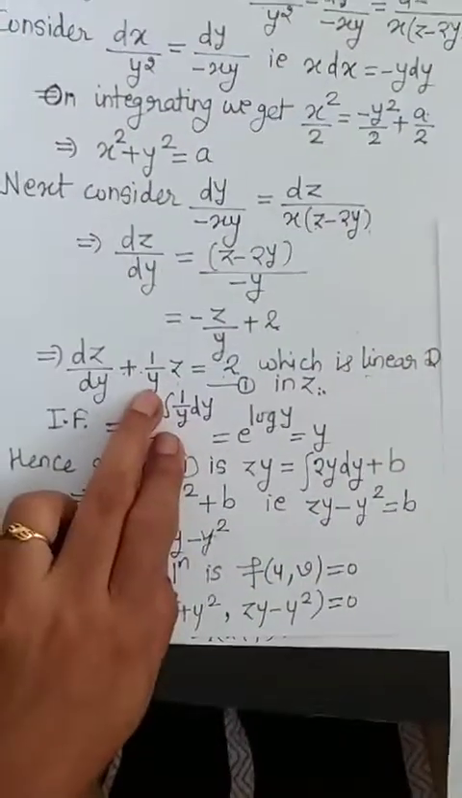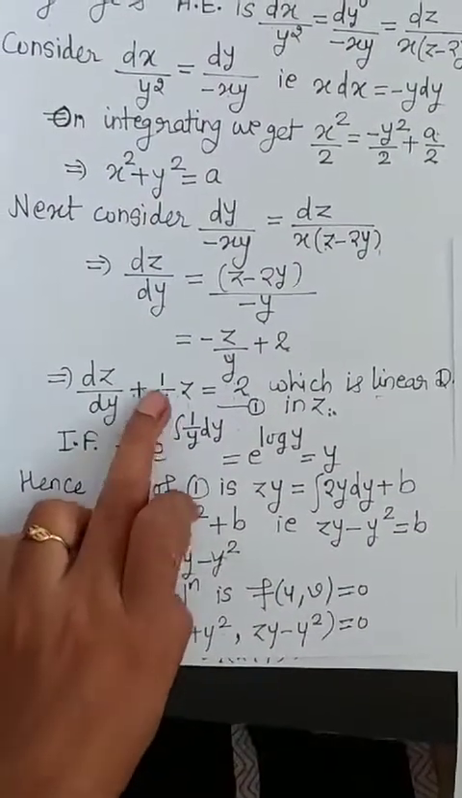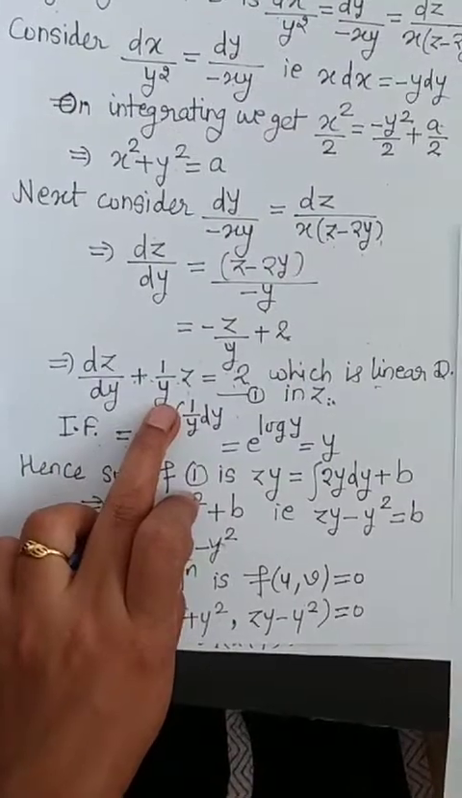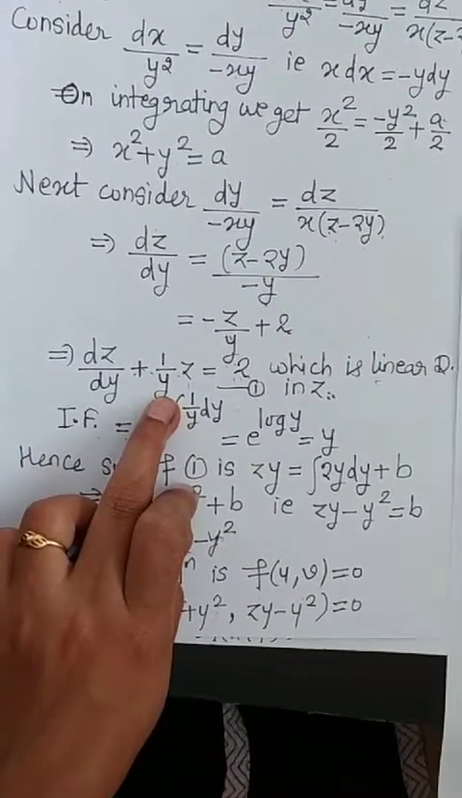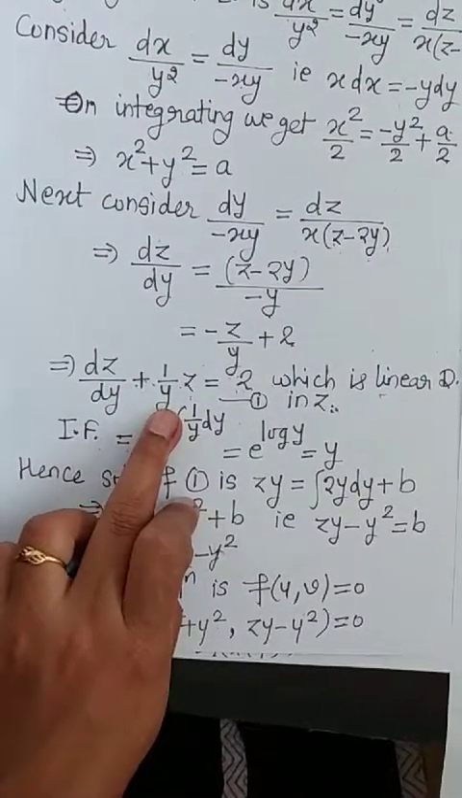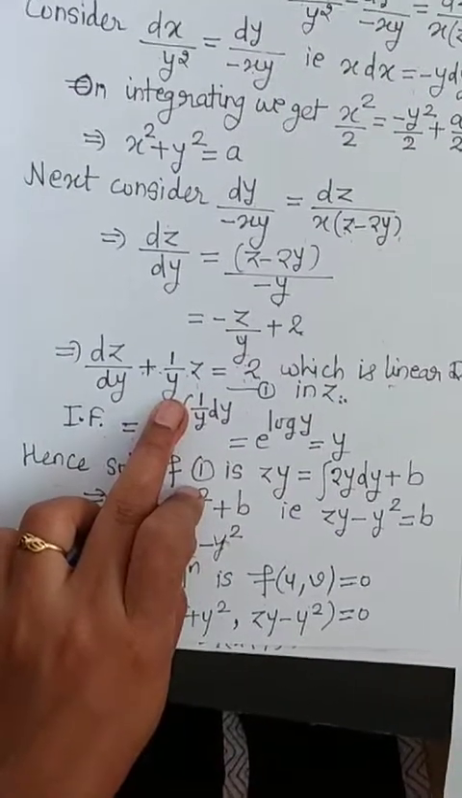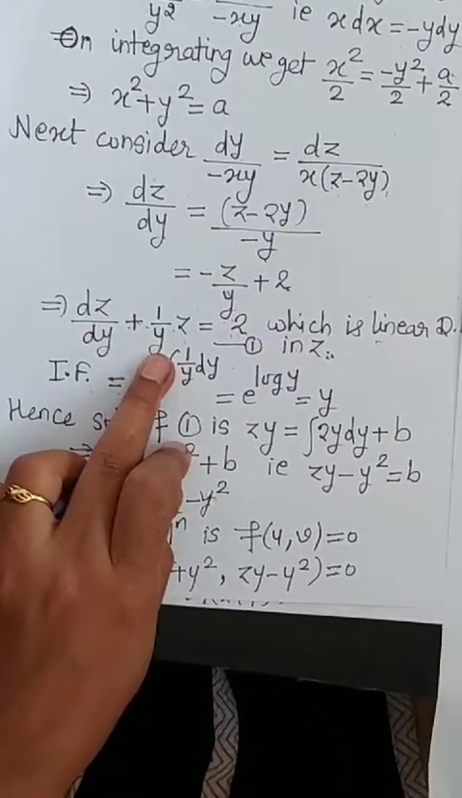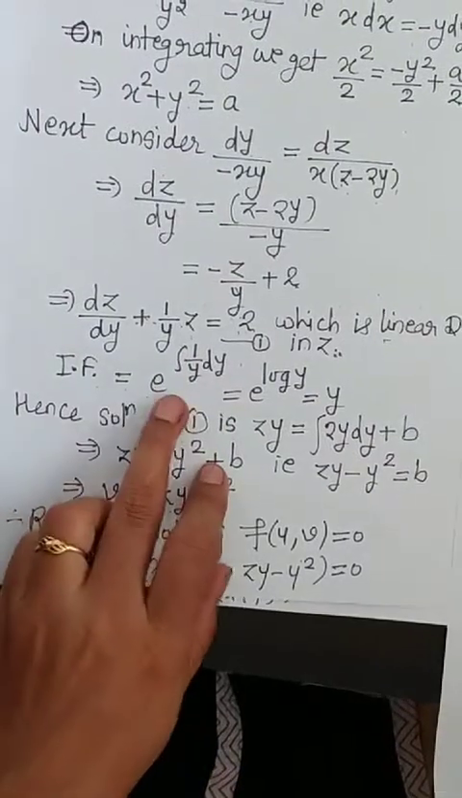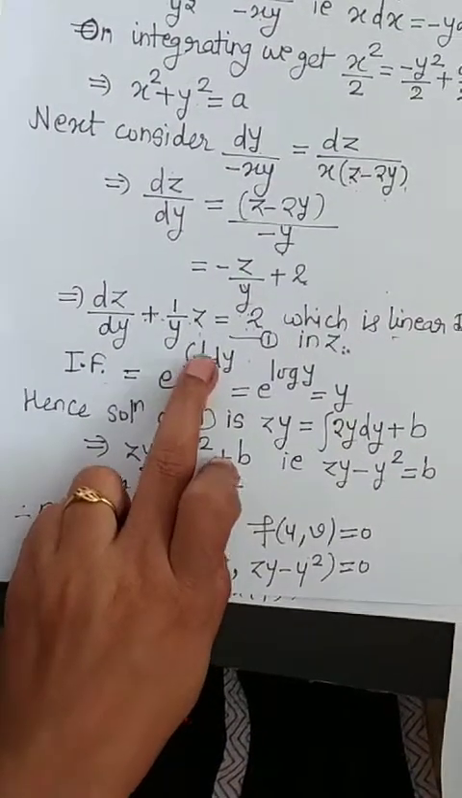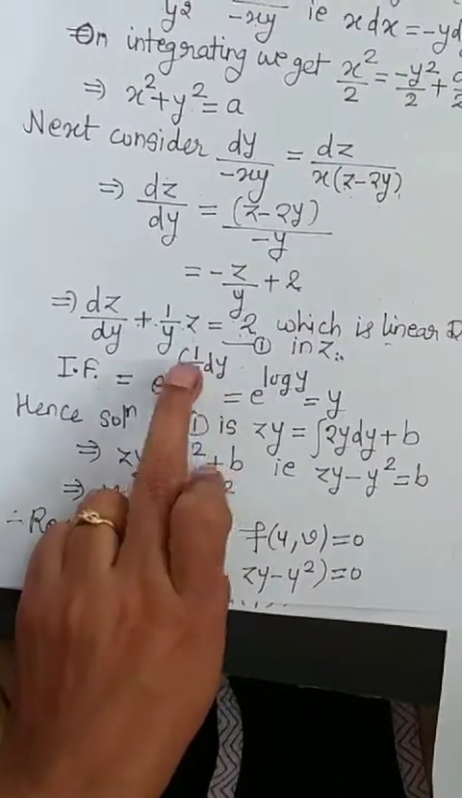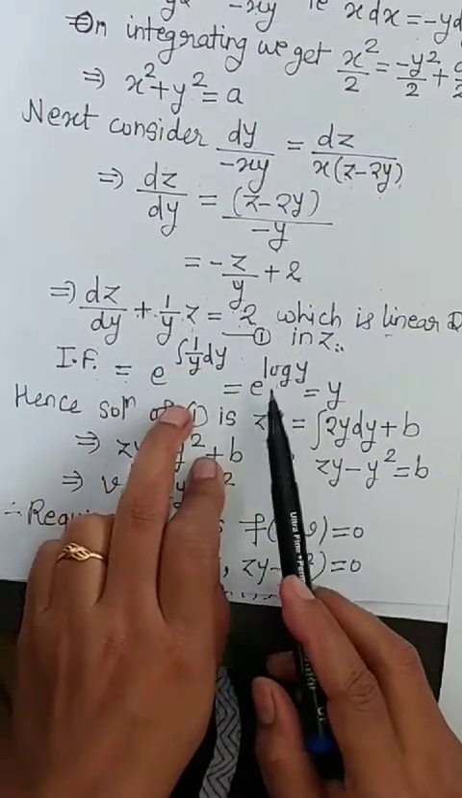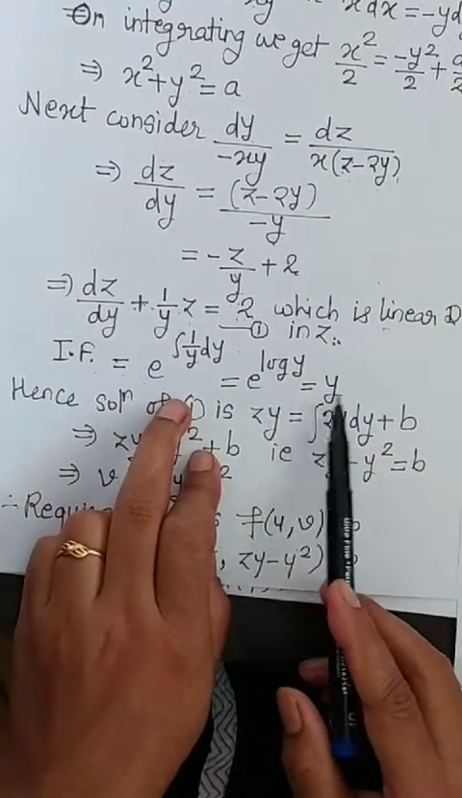So what is p of y over here? It is 1 by y. The solution of such an equation is obtained by first evaluating the integrating factor. So that is e raised to the power integration of p of y dy, right? So e raised to the power integration of 1 by y dy. Integration of 1 by y is log y. So e raised to the power log y is nothing but y.